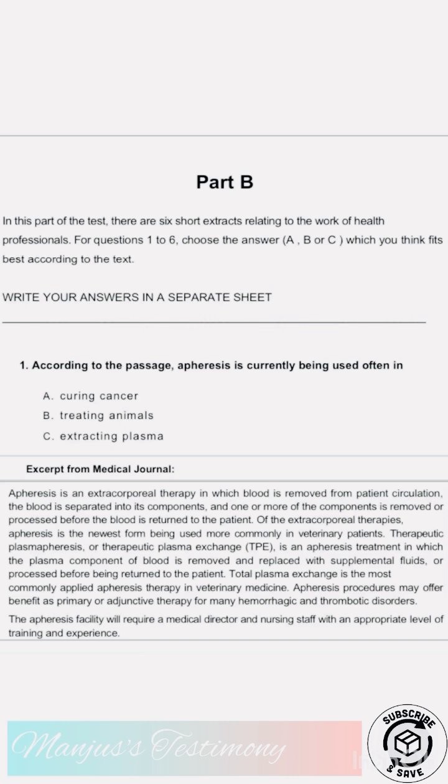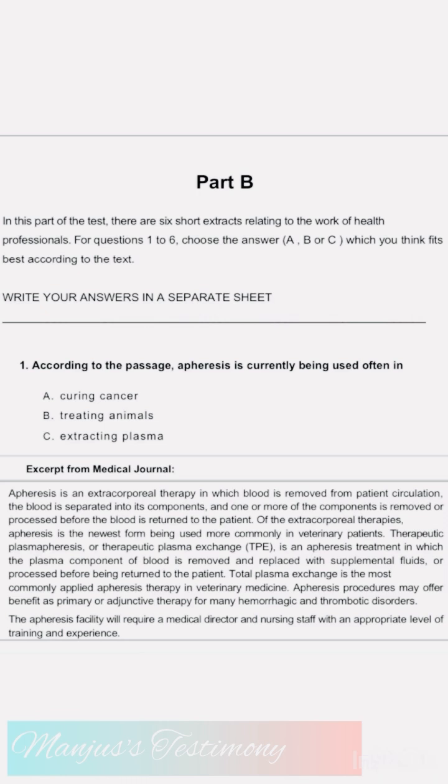Then the next sentence is, of the extracorporeal therapies, apheresis is the newest form, being used more commonly in veterinary patients. See, our keyword is right here. What we were searching for, apheresis is currently being used for what? Our keyword was currently being used. So now we have found the keyword: of the extracorporeal therapies, apheresis is the newest form, being used more commonly in veterinary patients.